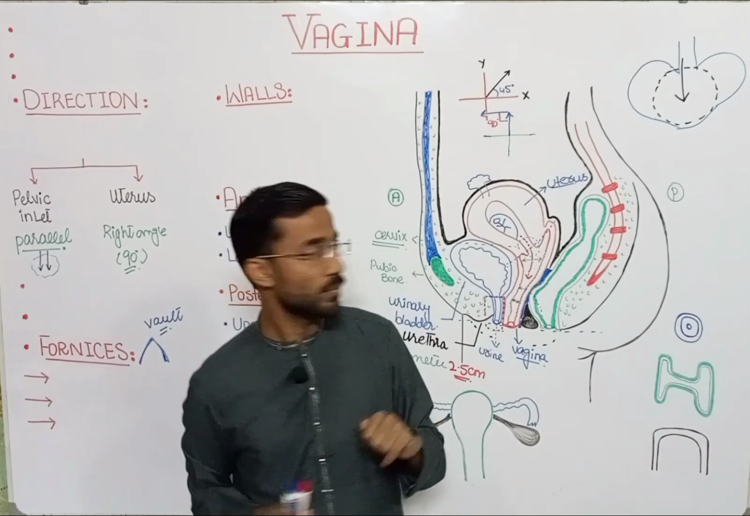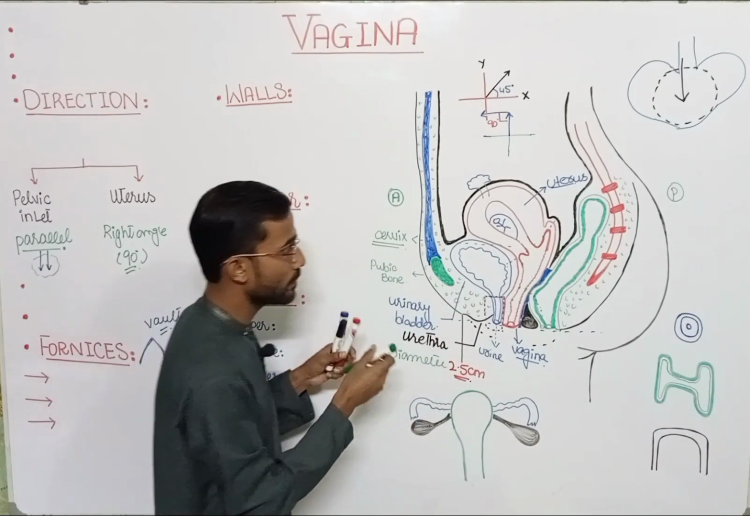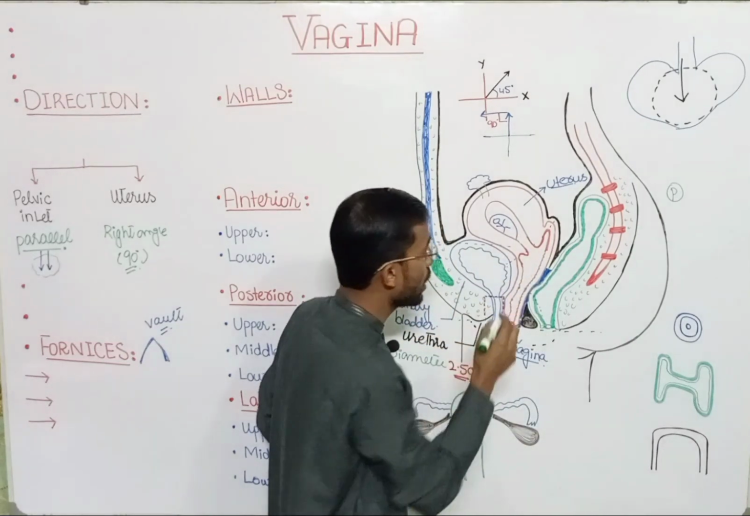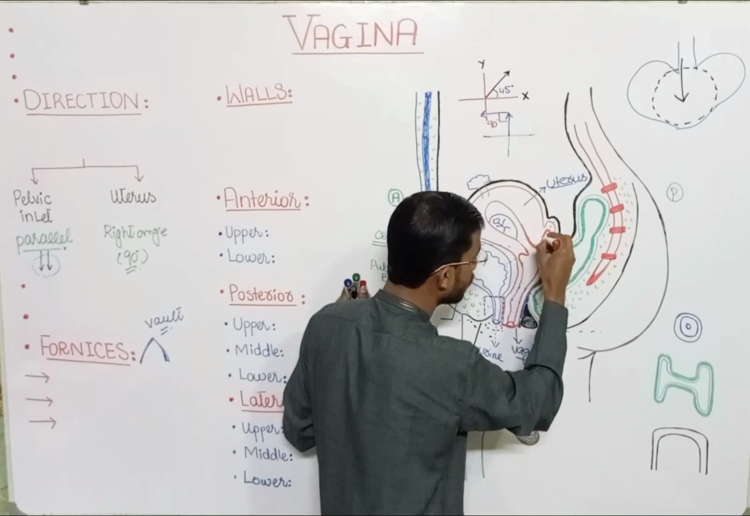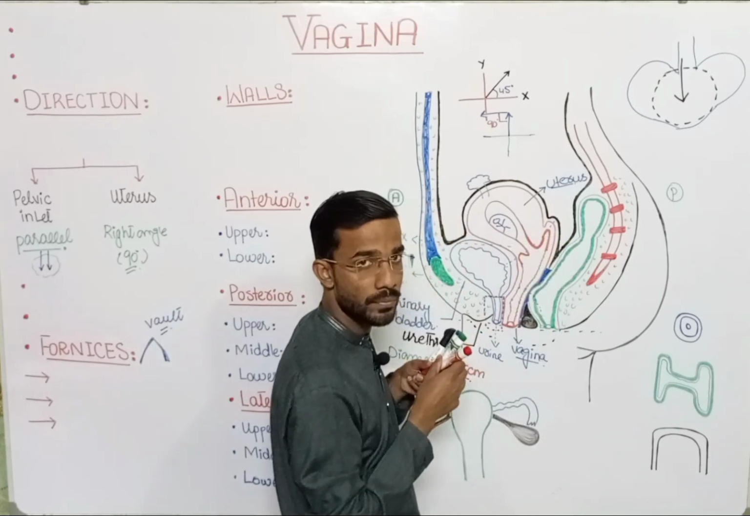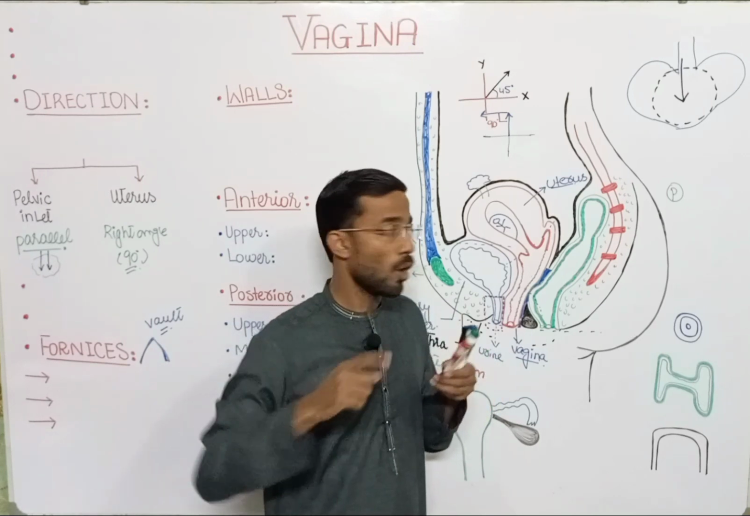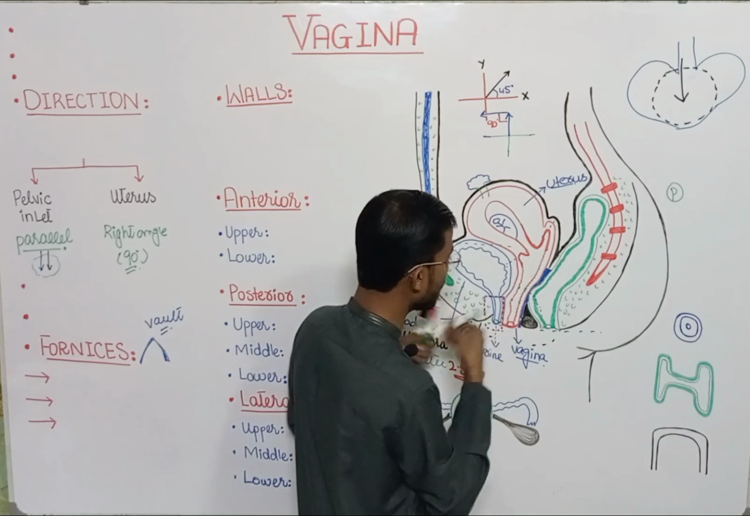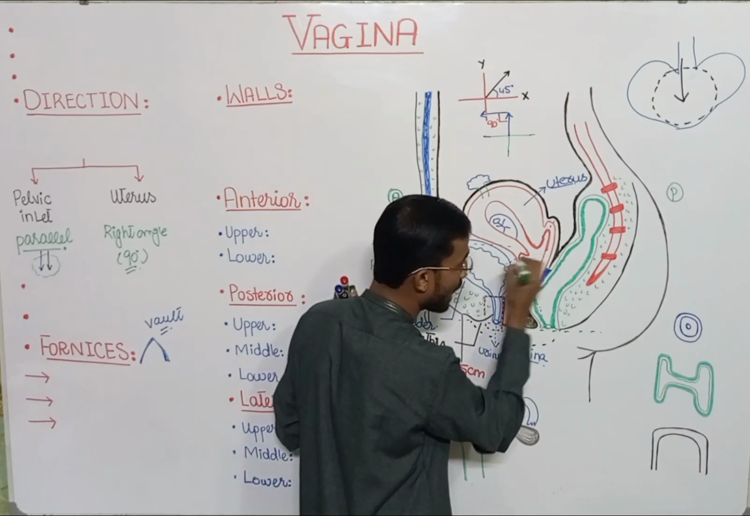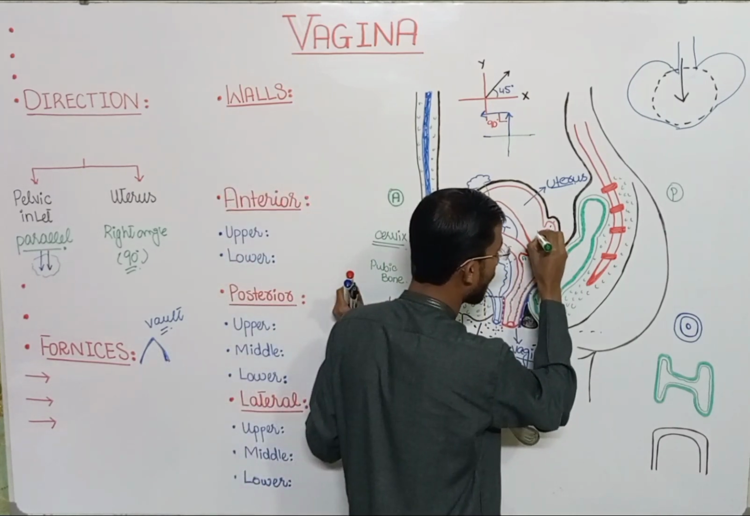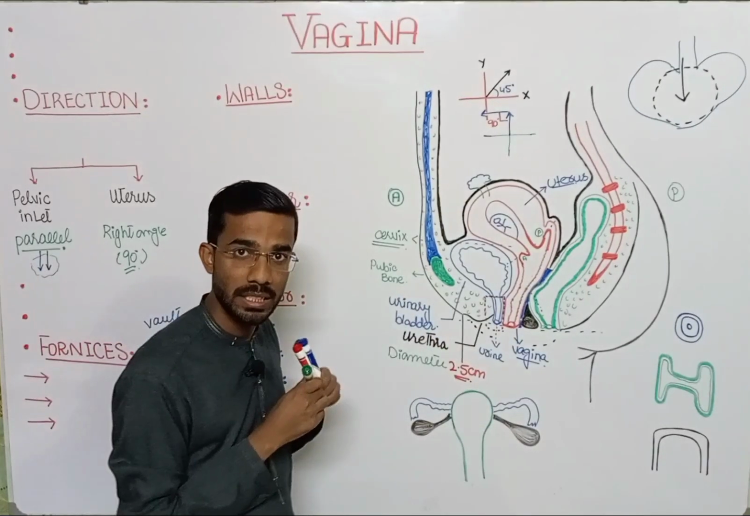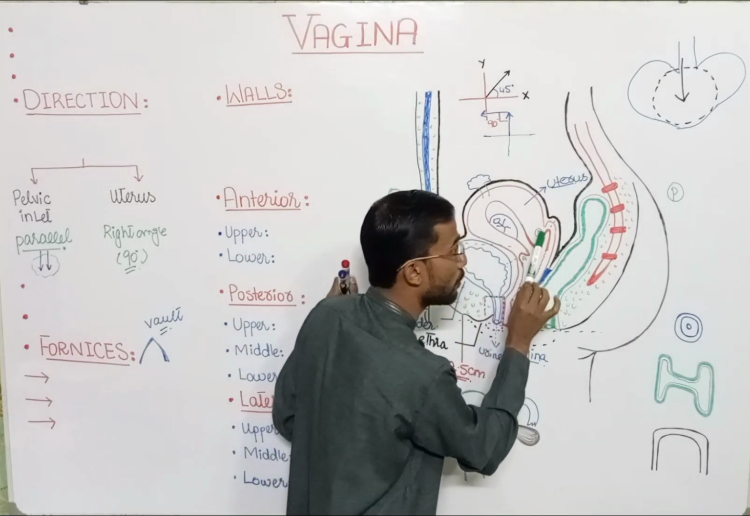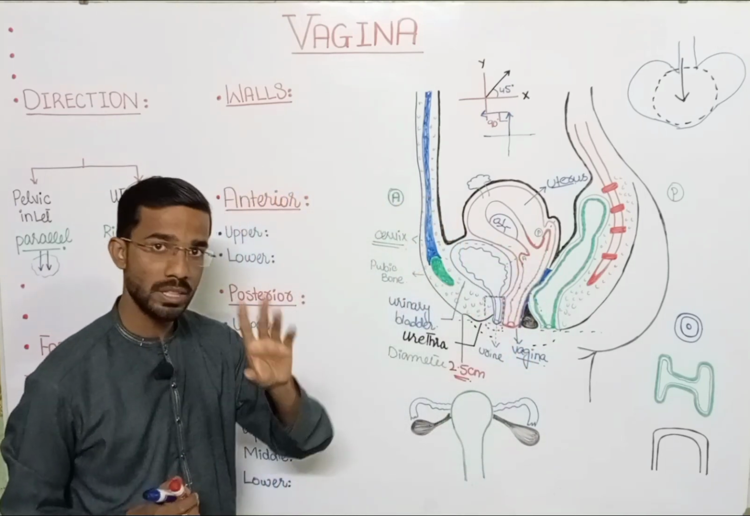Now we will see what actually the fornices are. If you see, this is the vagina, and there is a protrusion of the uterus. The uterus protrudes into the vagina. Due to the protrusion of the uterus, you will see the formation of the fornices. This is the anterior side. At the anterior side, you will see the anterior fornix, and at the posterior side, the posterior fornix. The anterior fornix is not as deep, but the posterior fornix is much deeper compared to the anterior one. So these are basically the two fornices.